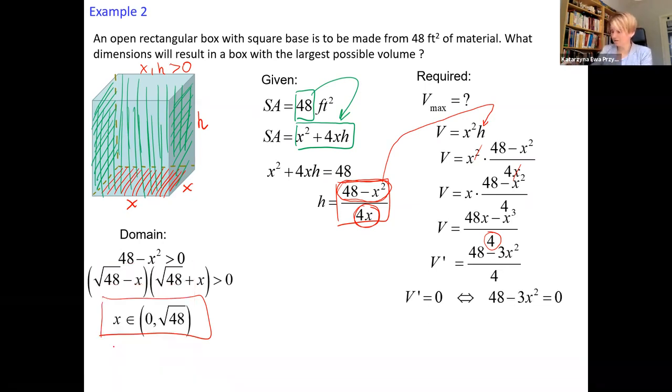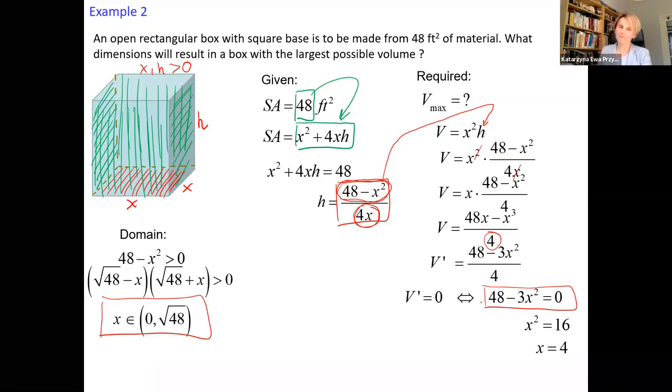Now the derivative is 0 if the numerator is 0, because the denominator, being constant, is never 0. Okay, let's solve it. It will not be a nice number, or maybe, oh no, it is a nice number. We can divide by 3, 48 is 16, and the square root of 16 is 4. Normally we would have negative 4 and positive 4, but we're not accepting negative numbers.